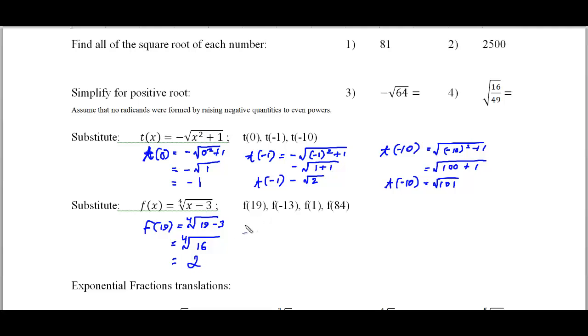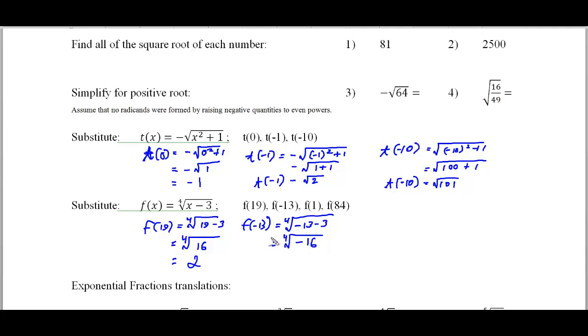Now, I'm going to type in some other things too. You'll notice that for f, typing in -13 here, if I put my -13 in for my problem, you'll see that I have -13 minus 3. Now I have the fourth root of -16. Now here's an interesting thing. We might have talked about this earlier, where if you have a negative inside of a square root, it's imaginary or impossible to do.